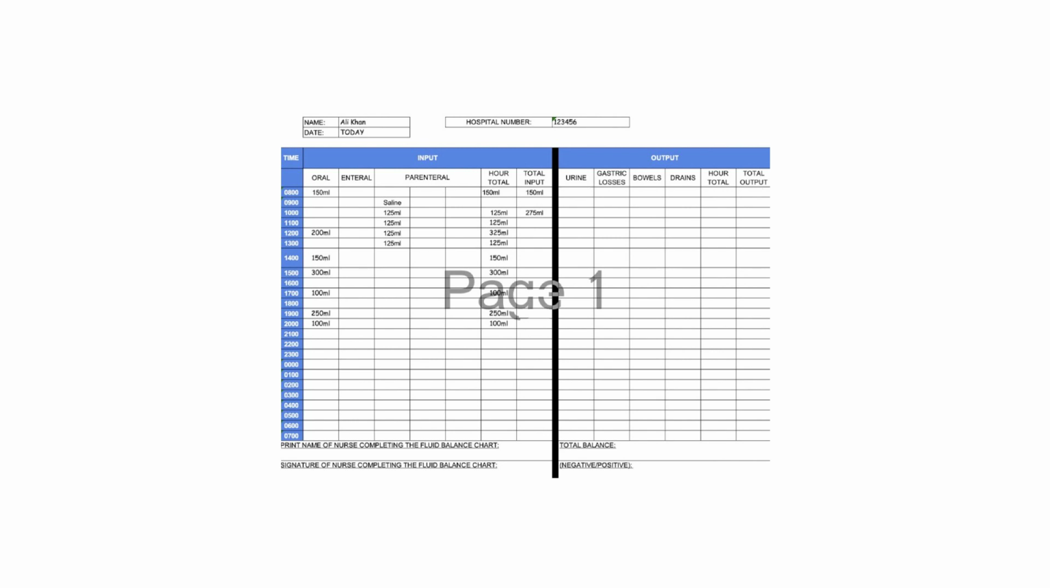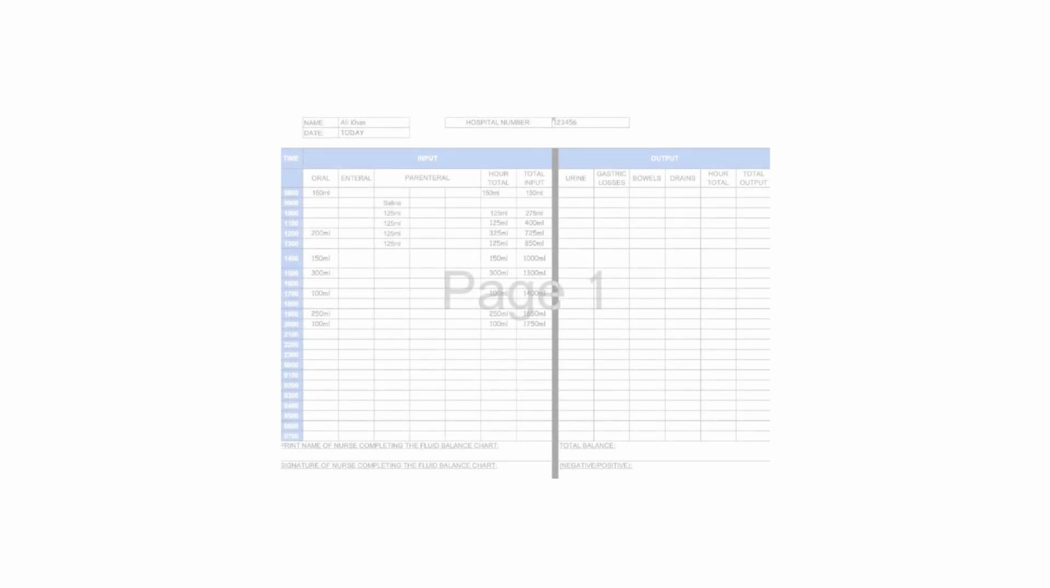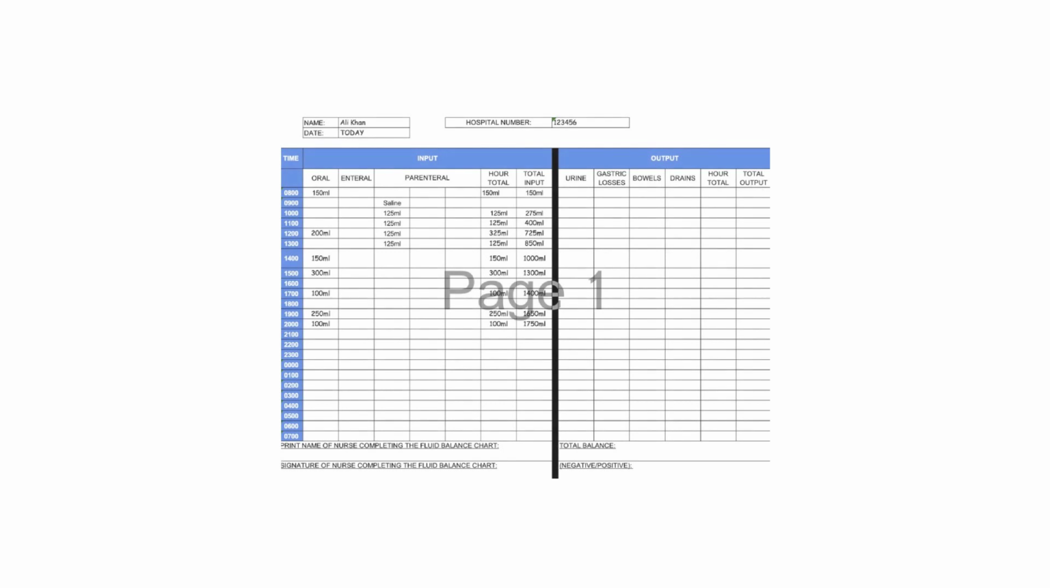For example, our hour total for 8 AM would be 150 ml. To get our total input for 10 AM, we would add together 150 ml and 125 ml, which is our 10 AM hour total. This would bring us to our new total input of 275 ml for 10 AM. You would then carry on using the same method to work out the rest of your total input. We can now see our total input overall is 1,750 ml.